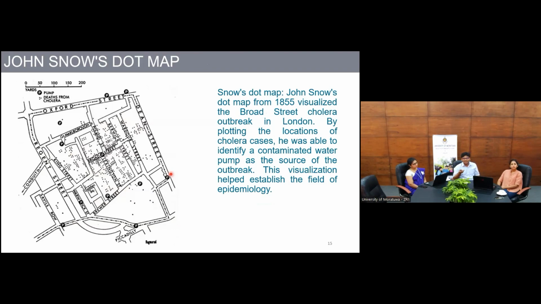This is John Snow's dot map. This has a very nice story. There was a cholera outbreak in London, and people were dying, and everybody was blaming the weather. They thought that cholera was spread through air, so they thought of it as an airborne disease, like coronavirus. But they didn't have any clue of how to stop this.